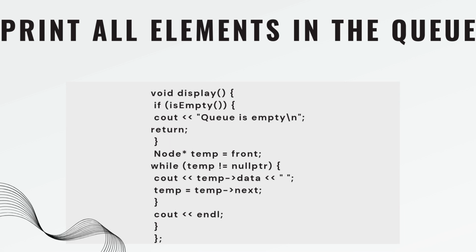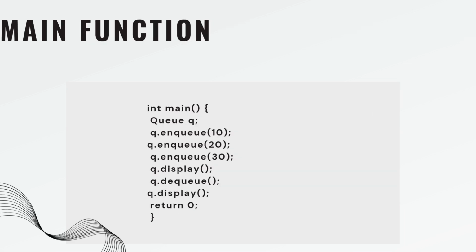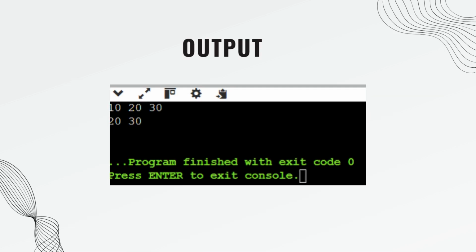All right. So next, this is actually the main function of the code. To display the output of this code, you have to use this main function, which is, as you see in the code, int main(), create a queue q, q.enqueue(10), q.enqueue(20), q.enqueue(30), and then display. It will be displaying this output: 10, 20, 30, and below that will be 20, 30.